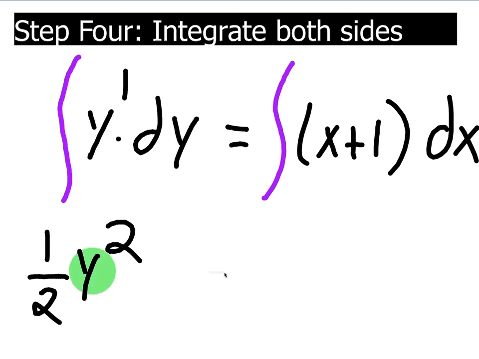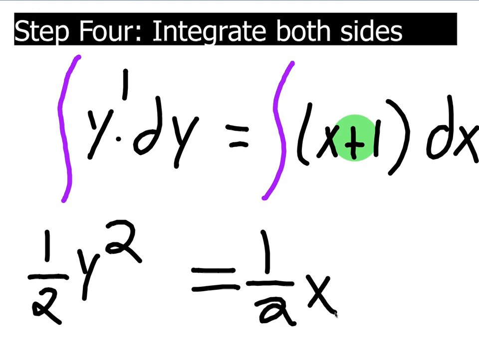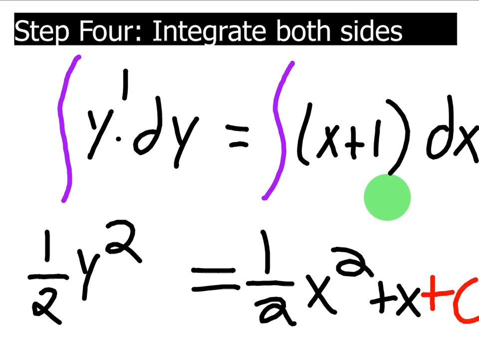Now, on the right-hand side, be very careful about this. What is the integral of x plus 1? Well, the same thing as on the left. The integral of x is just 1/2 x squared. The integral of 1 is x, so it's going to be plus x. And then one more thing you cannot forget: on the x side, you're going to put your plus c.